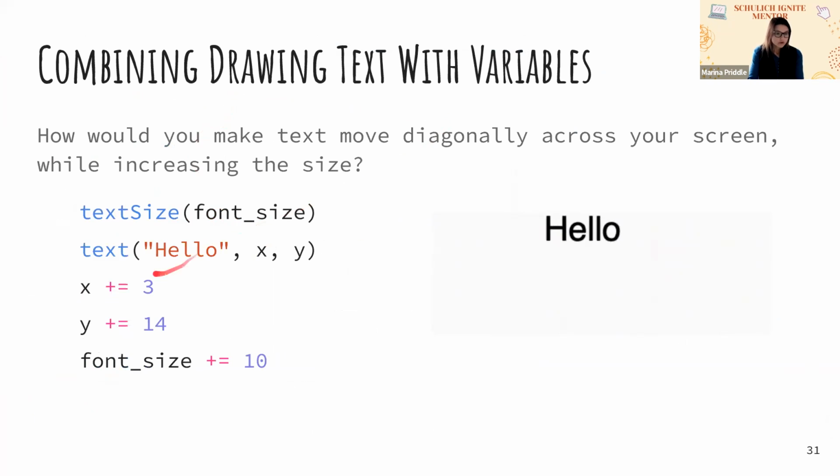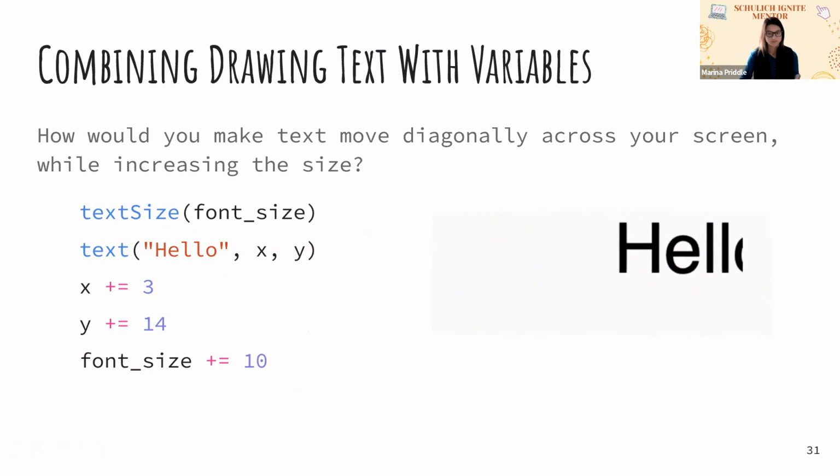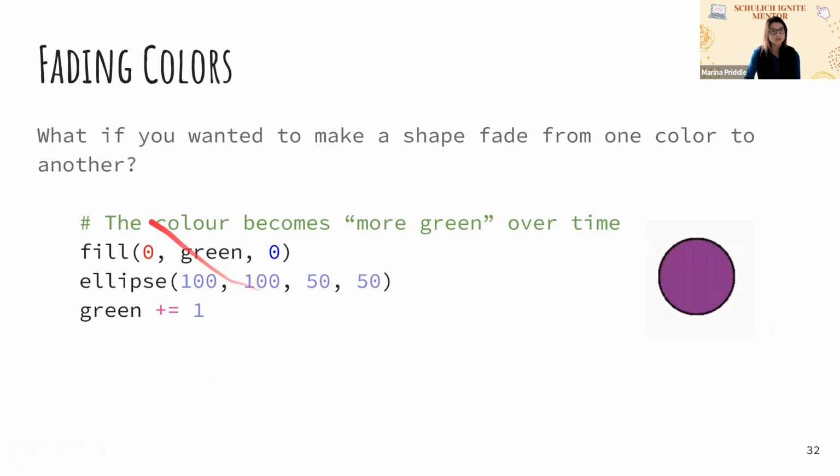With that, you can combine text with variables. For example, here we can use our text size function and text, and then we can change the position of our hello by changing our variables X and Y and the font size as well. You can see that hello will be coming closer and closer, enlarging, and then eventually disappearing because it will be going outside of the size of the screen. You can also implement fading colors. It's something that we've done in our second exercise. You can just change the variable green, and it will change the color, so it'll become more green over time, as you can see.